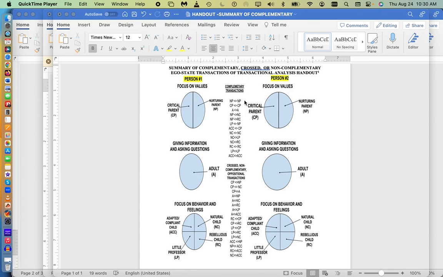Now, if you want to get a copy of this handout, take a screenshot of it by going to Richard's Facebook page. We recommend that you have a discussion with your family, friends, and colleagues on how understanding complementary and non-complementary transactions can help you communicate with all kinds of people under most circumstances. Now, in our next episode, we will discuss the 4 life positions of transactional analysis.